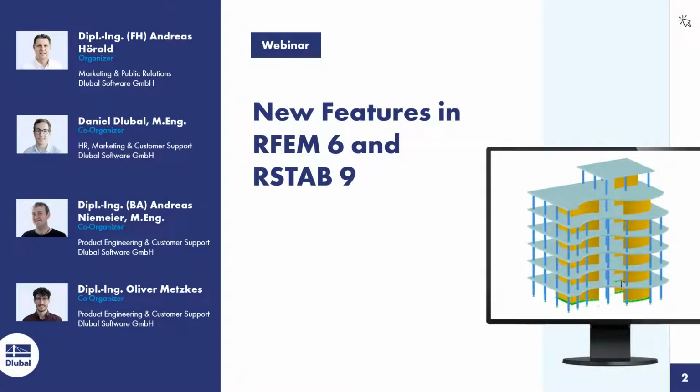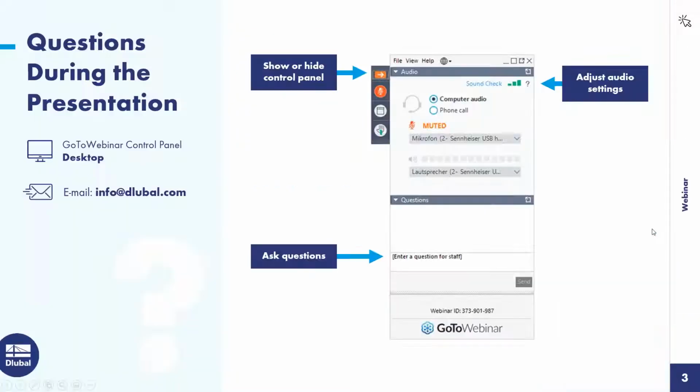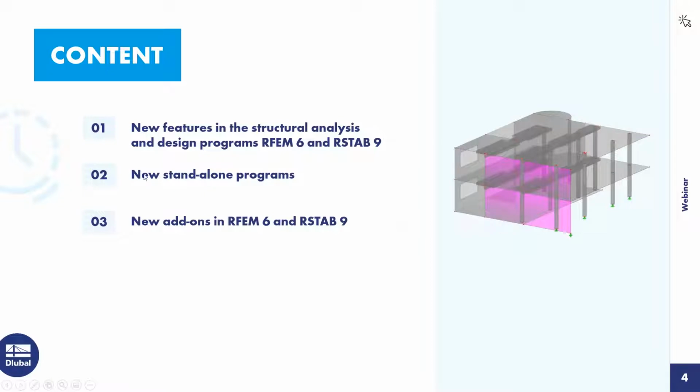Okay, thank you, Daniel, for the introduction. Maybe some general information. You can ask questions during the webinar using the control panel. You can see that on the right side of your screen. Open that with the arrow here, and then you can ask questions here. Now, if you don't get an answer during the webinar because there are too many questions, you will get an answer via email after the webinar. The other way is to watch the entire webinar and then email your questions to info@dlubal.com.